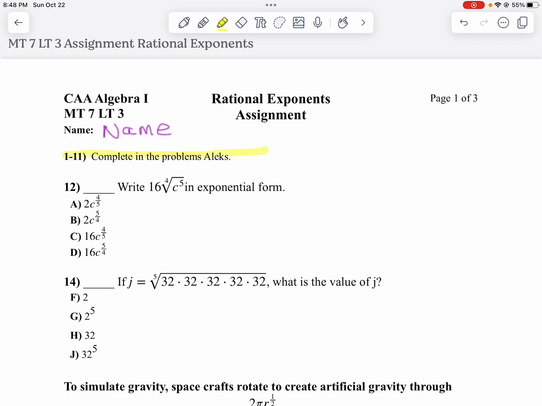Okay, and question number 12. I want to write that in exponential form. I'm doing nothing with the 16, so the 16 is staying right there. And then we're going to take C, and my exponent is 5, and my index is 4. So it'll be 16 times C to the 5/4 power. And there's your answer for question 12.